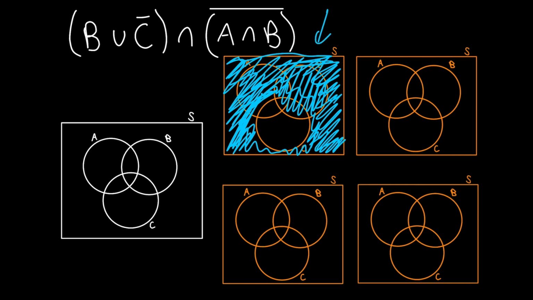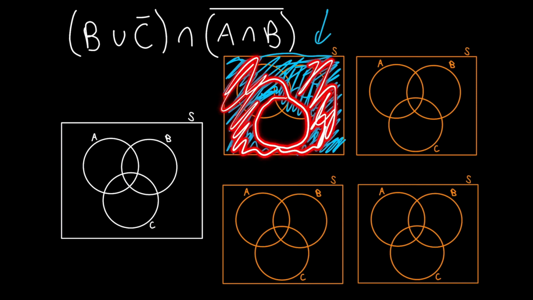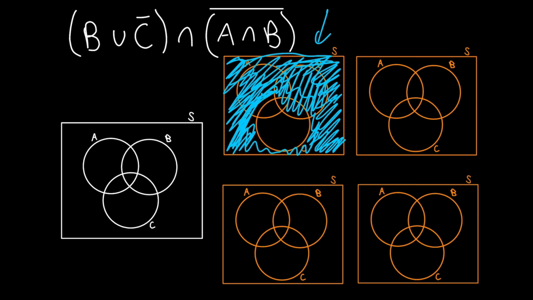And right here what I have in blue is B union with not C. So everything that's not in this triangle, so all of this outside stuff, because this is the C triangle here, union with everything that's in B, which is this triangle, you can see. So essentially we're left with everything that's in blue.